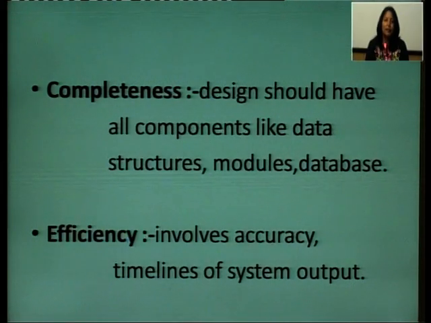Completeness means the design should have all components like data structures, modules, which are the subcomponents, and database. Efficiency is also a very important objective of the design. It involves the accuracy and the timeliness of the system output.